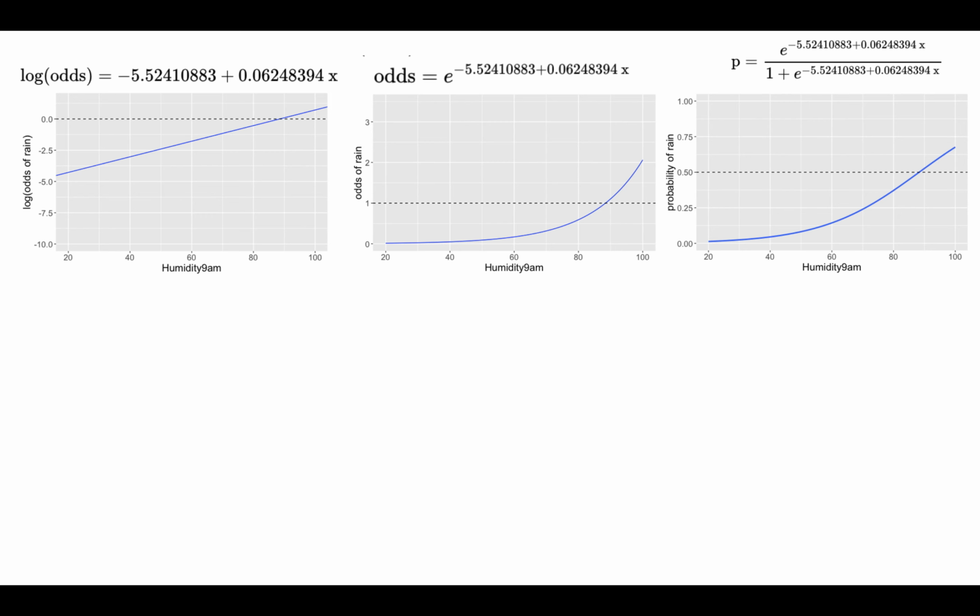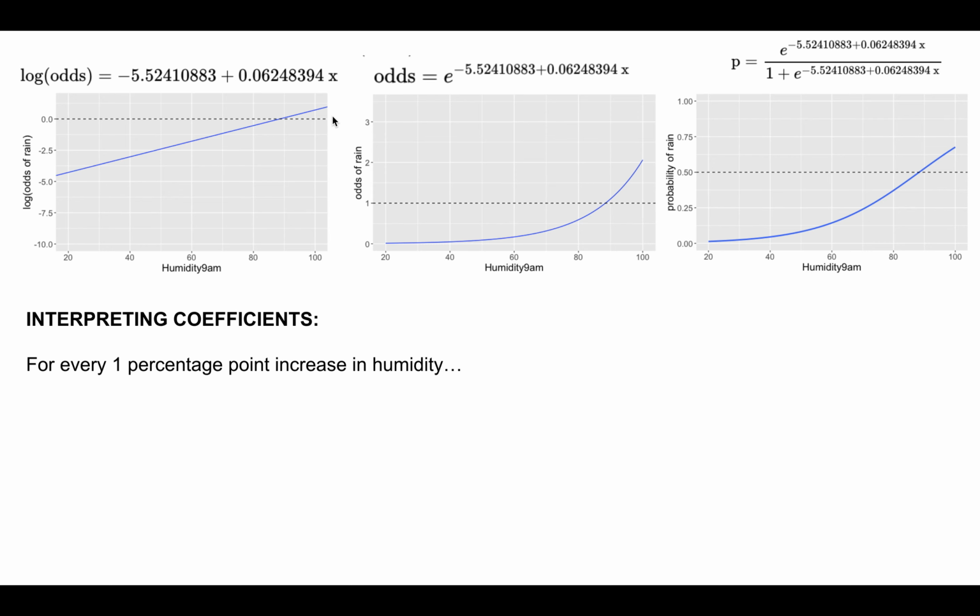Let's dig in a little deeper. As with any model formula, we can interpret the model coefficients. Since 0.06 is simply the slope of this log odds model, we can interpret this to mean that for every 1 percentage point increase in humidity, the log odds of rain are expected to increase by about 0.06 on average. But since this log odds scale is relatively confusing, this coefficient interpretation isn't very meaningful.